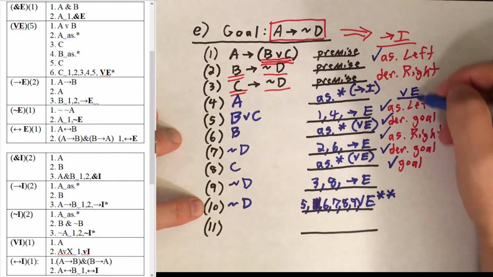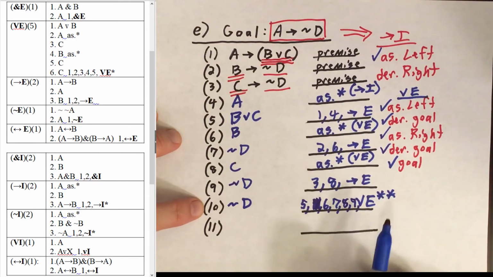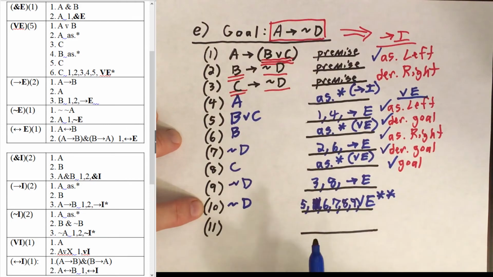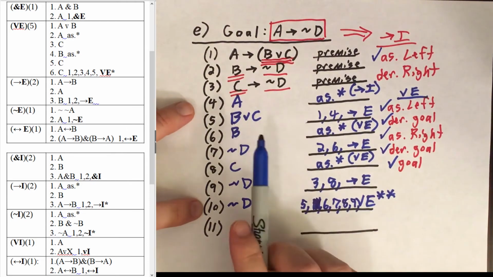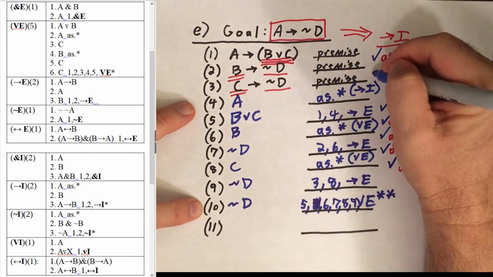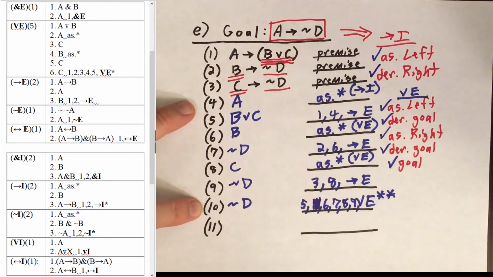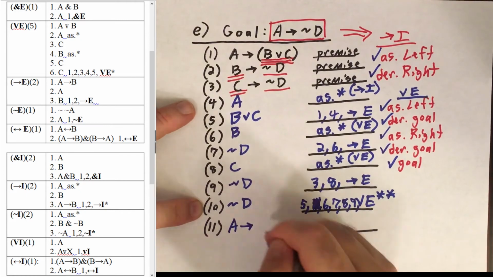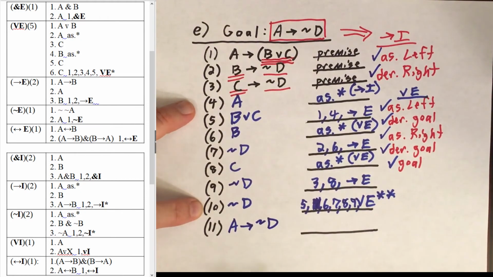So, I finished my OR elimination. What was my original move? I was working on a conditional introduction. I assumed the left side. I was able to derive the right side. So now I can instantiate my goal. I now know that A conditional negative D is true.